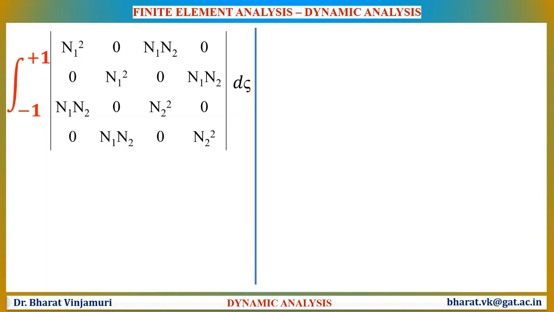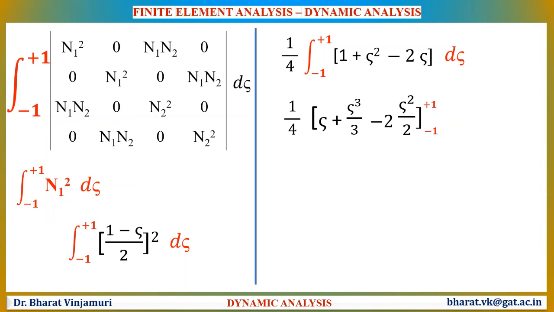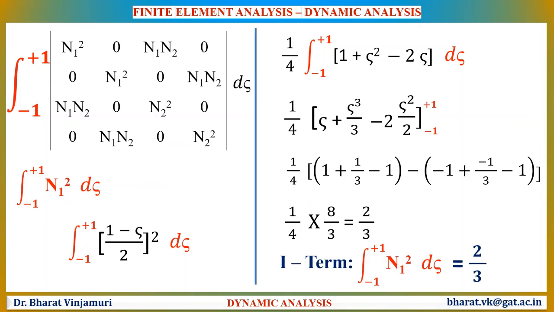Let us now start finding each term individually and later substitute the values in the following matrix. The first term is the integral from -1 to +1 of N1 square d zeta, as we know that the value of N1 is 1 minus zeta by 2. By simplifying this equation, we will be able to determine the value of the integral from -1 to +1 of N1 square d zeta as 2 by 3. This value will be substituted in this equation.